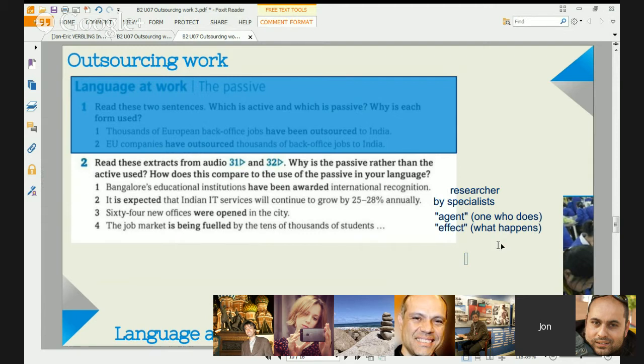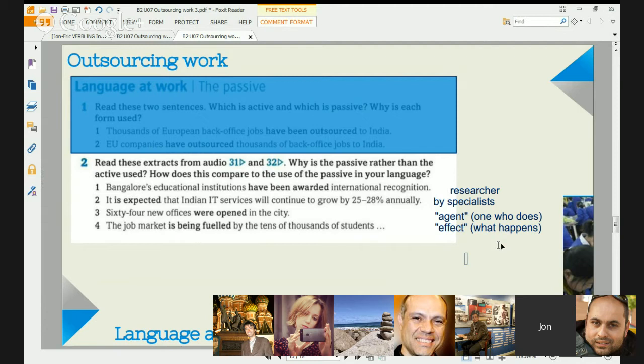The job market is being fueled by whom? Uh-oh. No. We do know. By tens of thousands of students. We do know. Okay. Is that clear? Whenever you get a "by," you know that's the who. Okay, so why do we include it here?